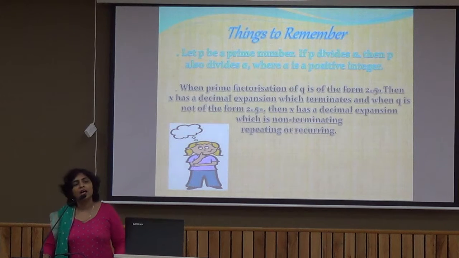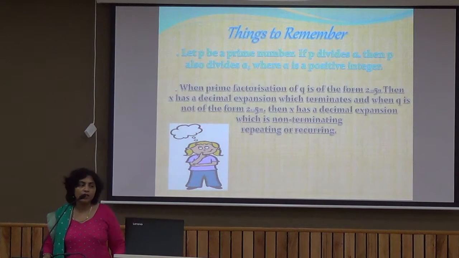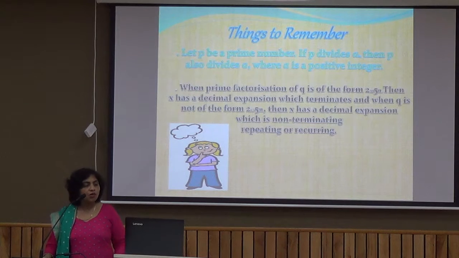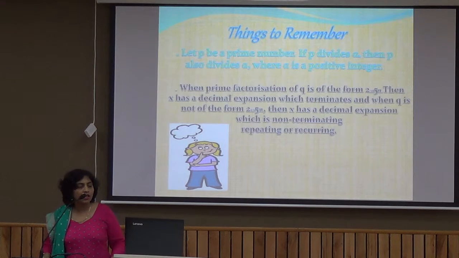Before proving that square roots of prime numbers are irrational, let's see a theorem: let P be a prime number. If P divides A square, then P also divides A, where A is a positive integer. So if we take the prime factorization of Q as 2 raised to power m and 5 raised to power n, then x has a decimal expansion which terminates, and if Q is not of the form 2 raised to power m and 5 raised to power n, then x has a decimal expansion which is non-terminating, repeating or reoccurring.